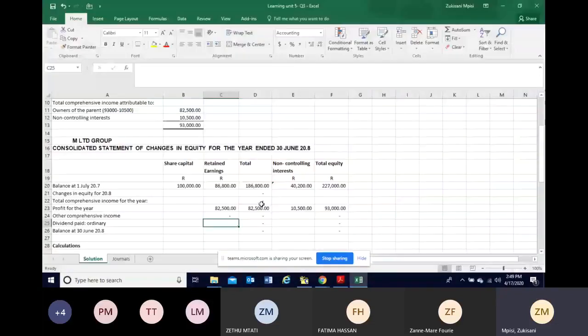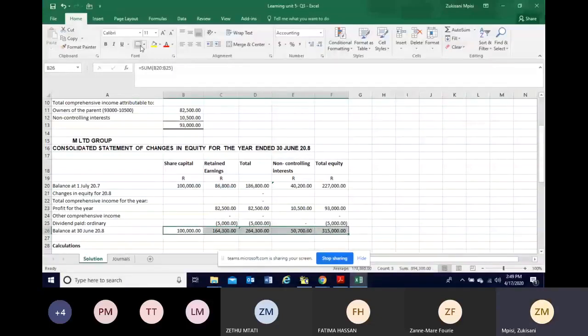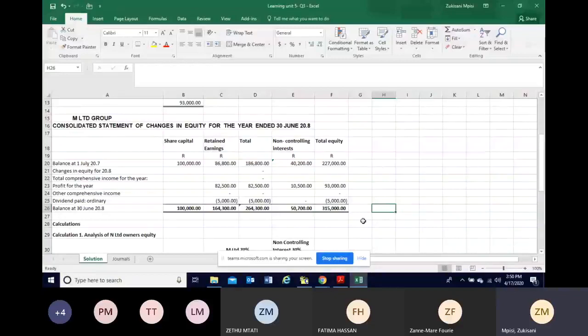So how much of the dividends that have been paid? It's 5,000, and nothing has been paid by the controlling interest. So then the next thing that we do is the totals, because this would be the balance at the end of the year. So this then takes us to the completion of this question.